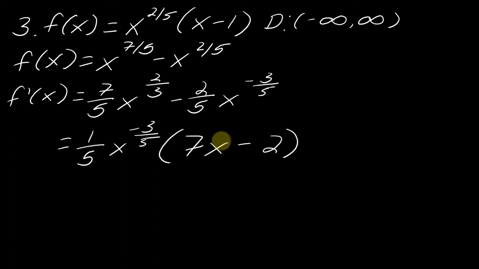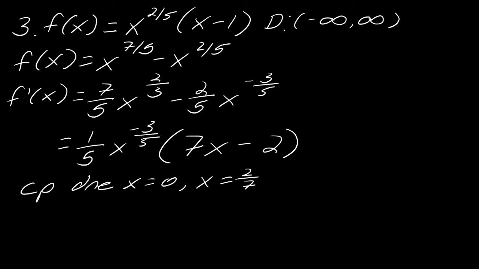This is tricky, and you do have to practice this, and I think this is something you can easily forget, so don't be surprised if you have to go back and review it again. But now, just looking at this, I can really easily pick out my critical points. So this does not exist at x equals 0. So I'm just going to note that it does not exist at x equals 0. And then my other critical point would be 2/7. Okay.